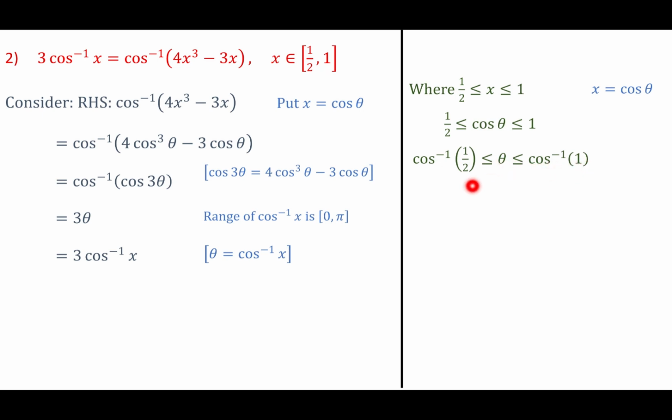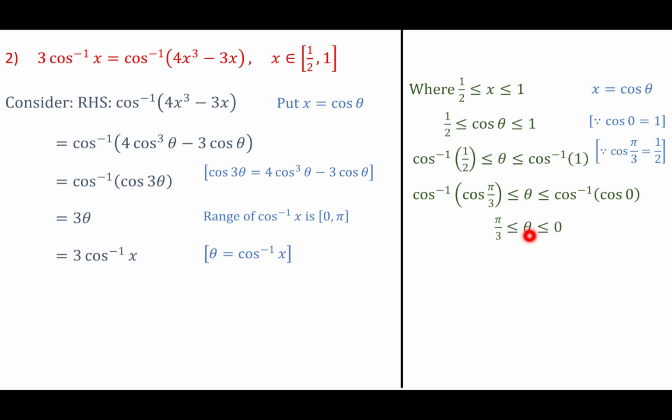Now, at what angle will cos be half? At cos 60, it is half. And at what angle will I get cos as 1? Cos 0 is 1. So in place of 1, I will write cos 0, and in place of half, I will write cos pi by 3. It will be like this. Now we can cross out cos inverse cos, and cos inverse cos has gone. So the inequality is pi by 3 is less than theta and less than 0.